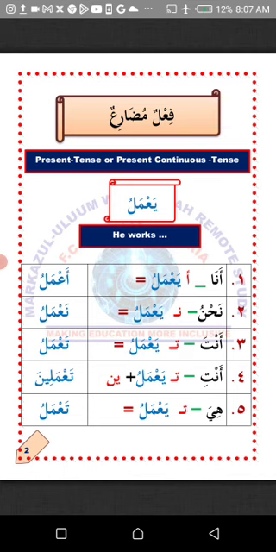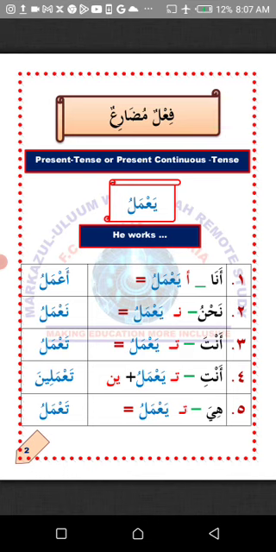Ithnan, number two. Nahnu, we. So how do we change the verb ya'amal to suit nahnu? All you need to do is to detach ya'un and attach nunun. The verb ya'amal will now become na'amal, which means we work or we are working.